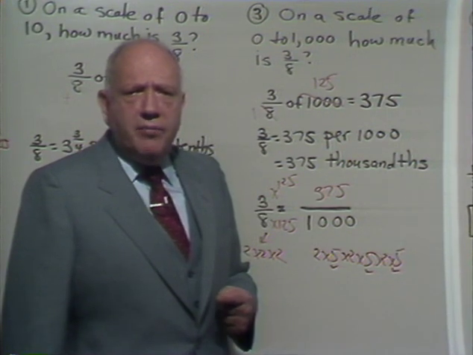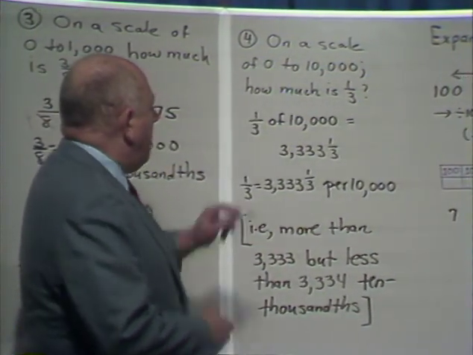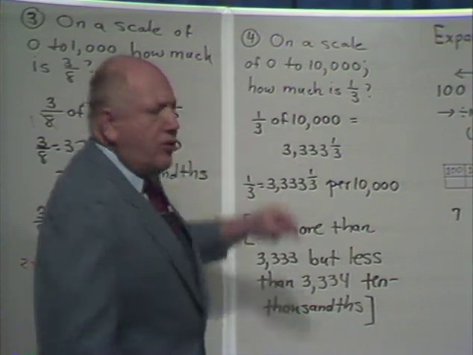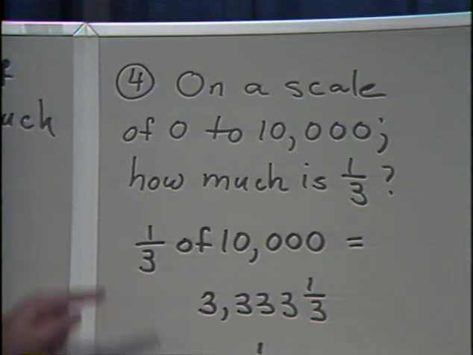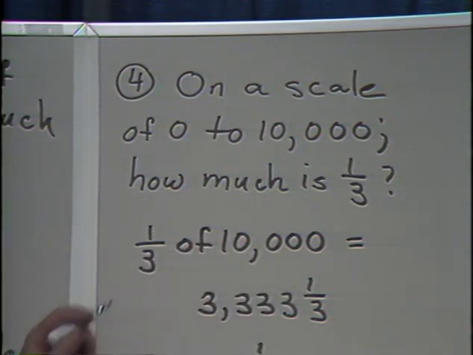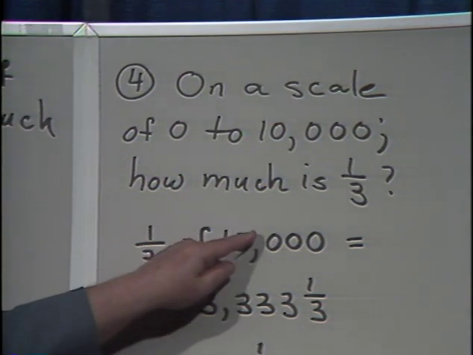And let me just show you what I mean by that. Let's look at a problem similar to what we were talking about before, but now I'm going to say, on a scale of 0 to 10,000, how much is 1/3? In other words, if you're taking 1 out of every 3, how many will you take out of 10,000? Well, that's precisely the problem, 1/3 of 10,000. And that means what? 10,000 divided by 3. And this becomes like a broken record. 3 goes into 10 3 times with a remainder of 1.